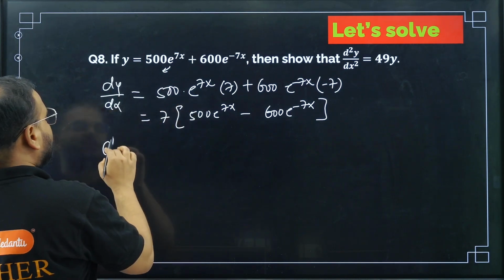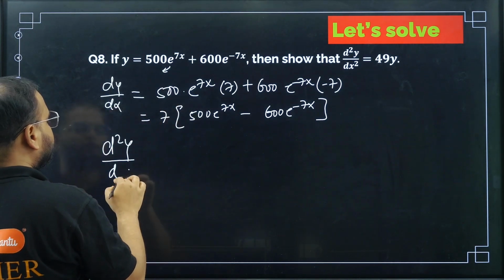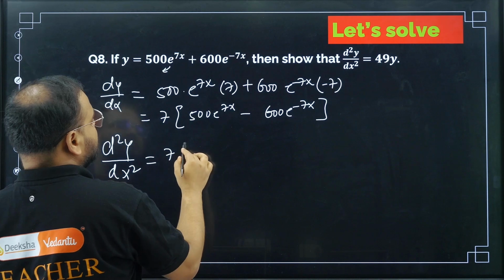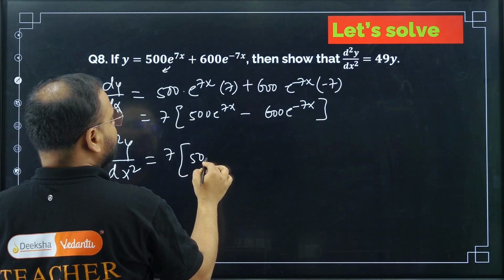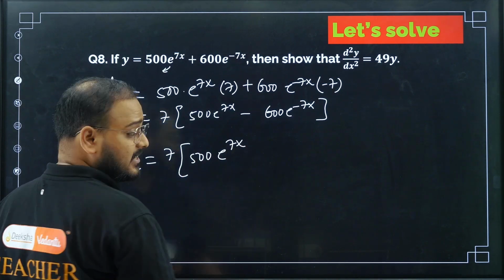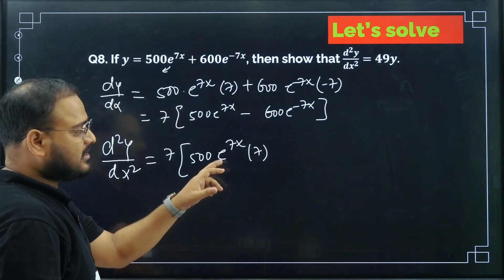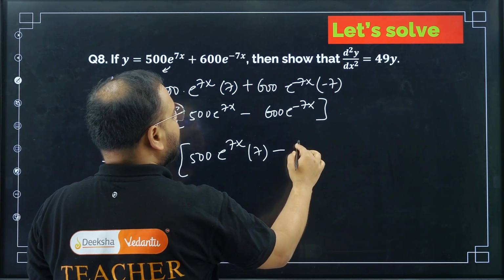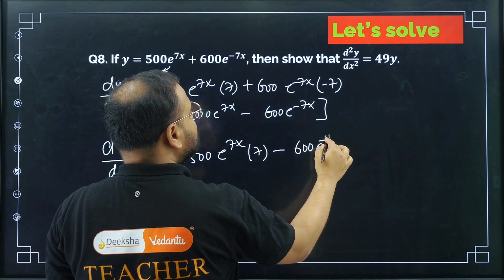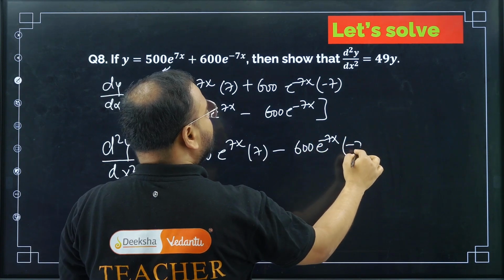Let's do the second order derivative quickly. Keep the 7 as it is. Now I'll do what? Keep 500 as it is. E power 7x will become e power 7x. Differentiation is the same, but I'll multiply 7 once again for the 7x part, because 7x differentiation is just 7. And minus sign 600, e power minus 7x will remain as it is. I'll do again what? Minus 7.